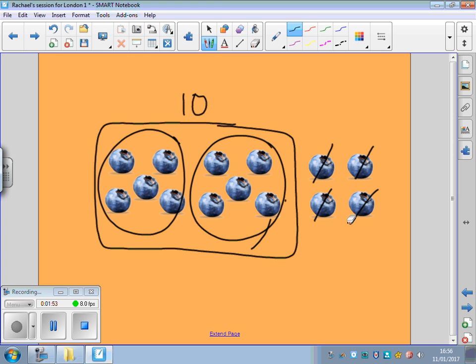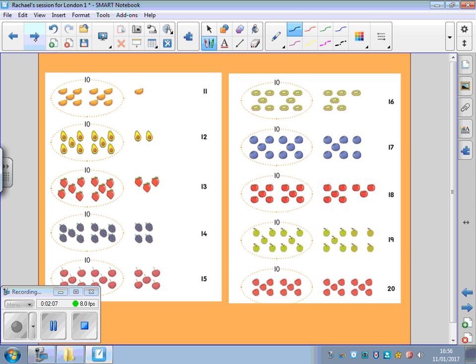So I've got one group of 10 and 4 ones, which makes 14, 14 blueberries. 10 and 4 make 14. 14 is 10 and 4. You can have a go at counting on to count all the other teen numbers up to 20.